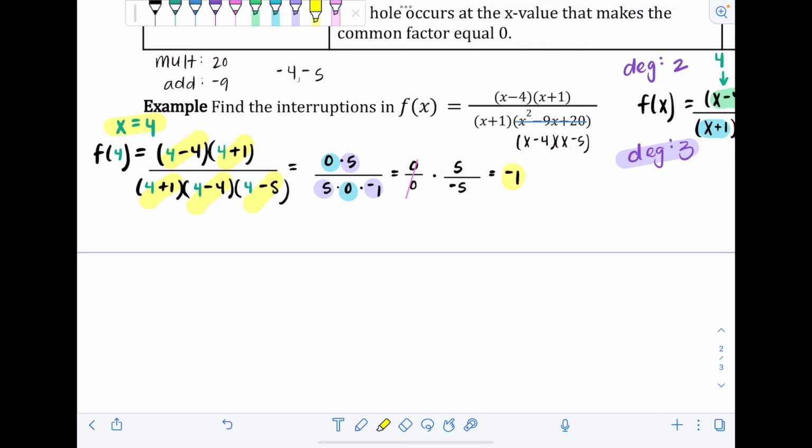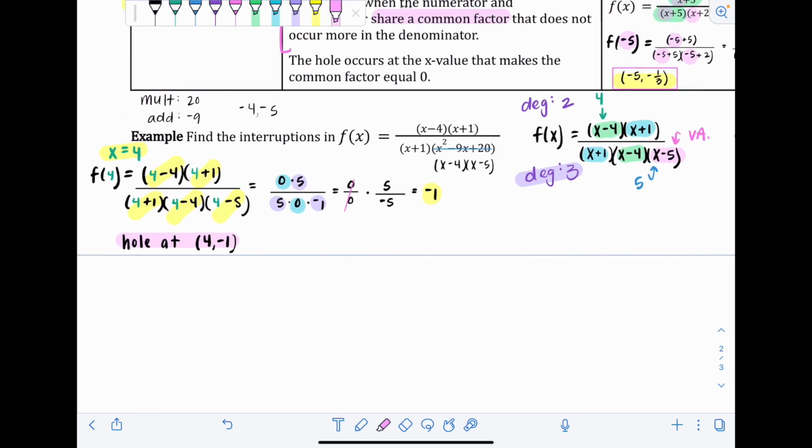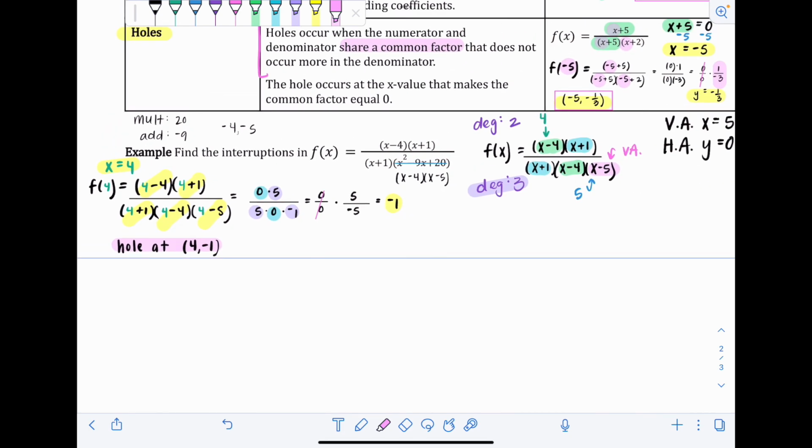So we put in x equals 4. We knew there was a hole there. We got out negative 1. So there's a hole at the point (4, negative 1). It's one hole. And then we still have to do that same process for the other hole.